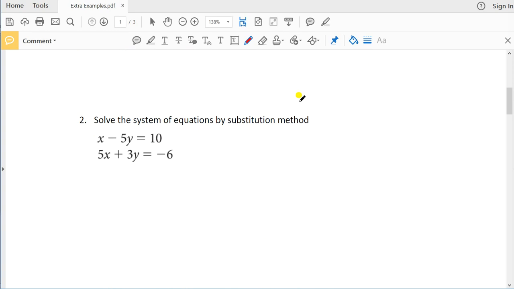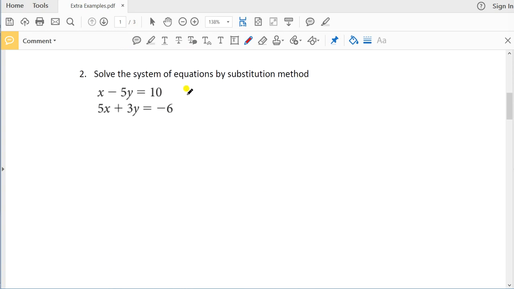Let's try another problem using the same substitution method. Again, we look for the equation that we can solve for x or y easily. If you look at the first equation, we can see clearly we can solve for x by just adding 5y on both sides. Because x had a coefficient of 1, that means we can solve for x just by adding 5y to the two sides.